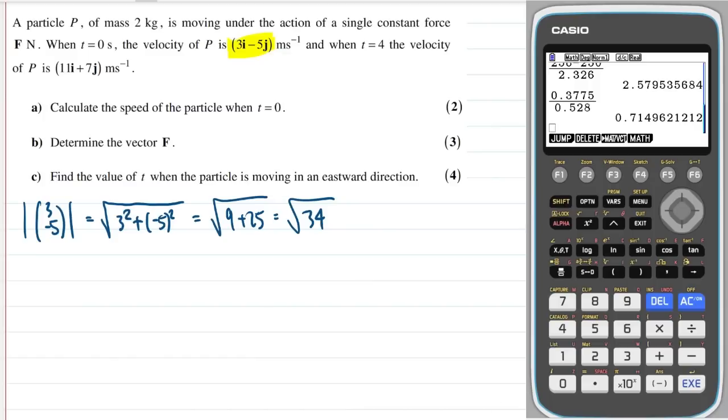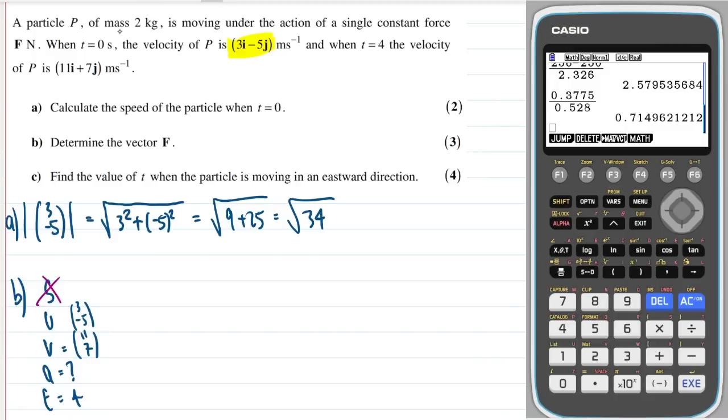Okay, next it says determine the vector F. Now because it's just being pushed by a single force, then it's going to have constant acceleration because F equals ma. So we can use a SUVAT equation here, and we need to find the acceleration to find the force, because again F equals ma. So I write S, U, V, A and T. I'm looking for A, I know t is 4. The final velocity at 4 is 11i plus 7j, and the initial velocity is 3i minus 5j.